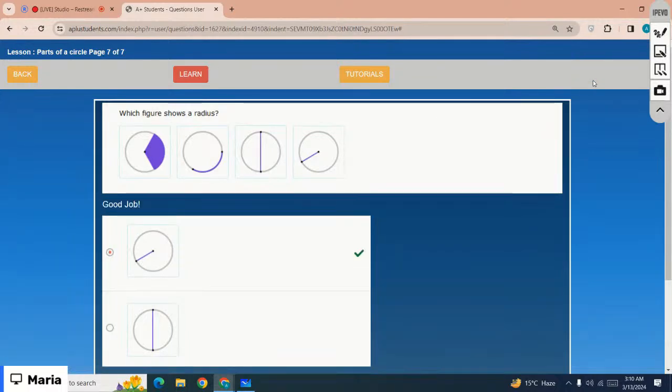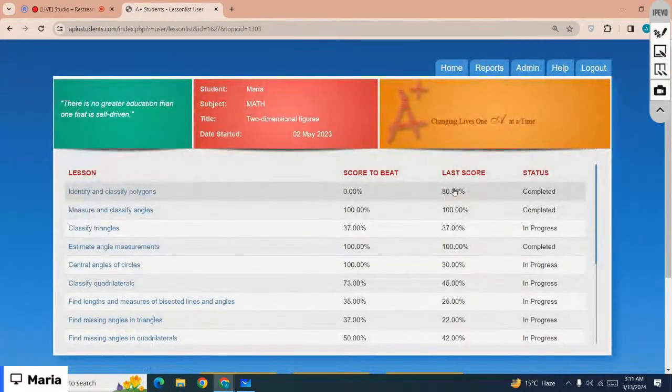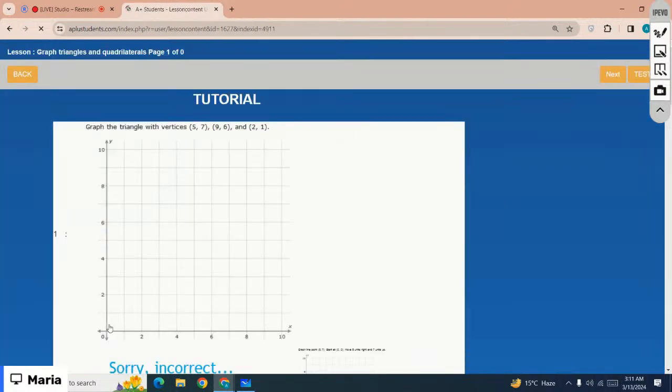And the next lesson is... okay, the next one is graph triangles and quadrilaterals. So let's just see how do we graph, right? If you look at the first example, graph the triangle. You are given the vertices that is 5, 7, 9, 6, and 2, 1. So let's see how do we graph. You just have to use these points and then you have to make a triangle.